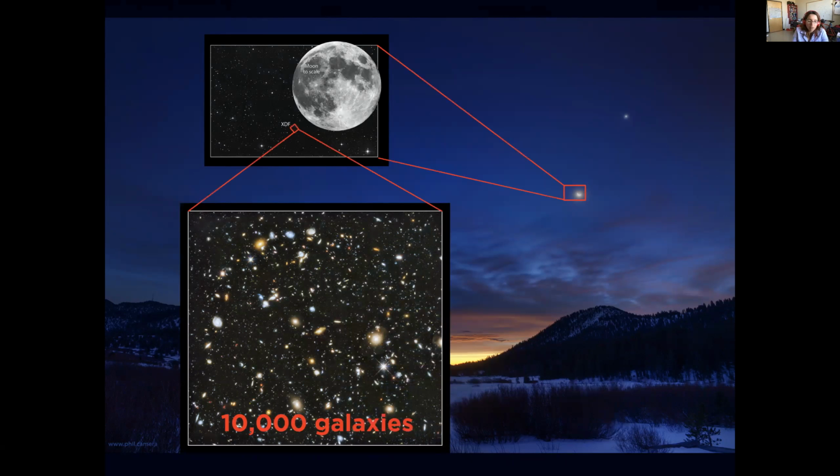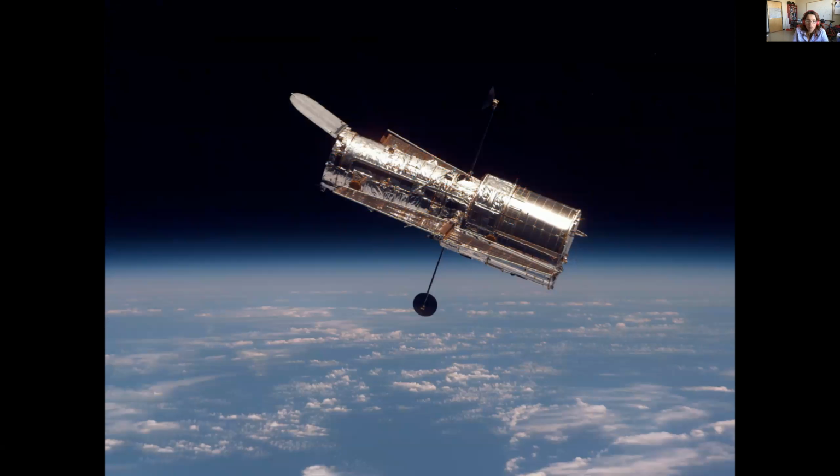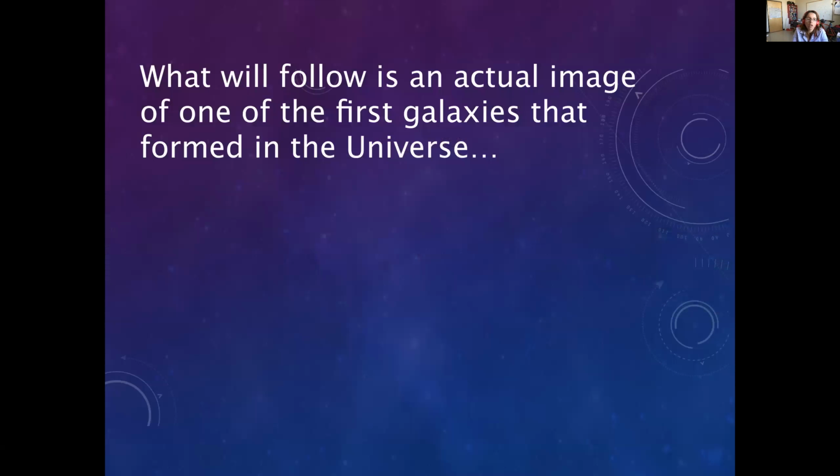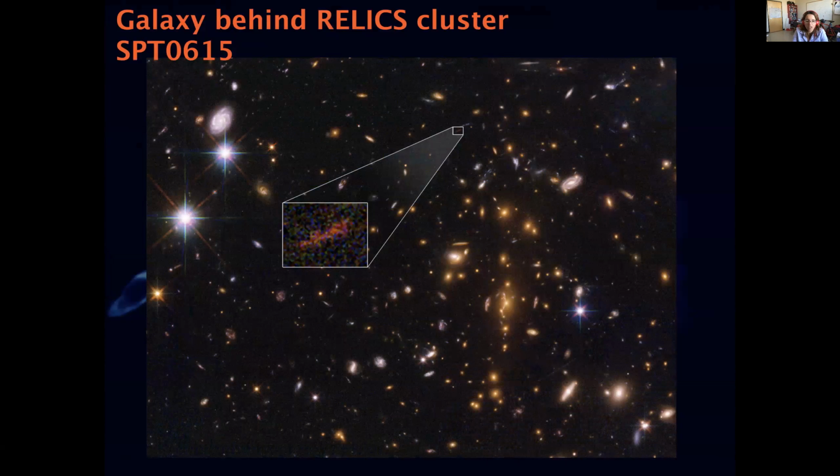And when we look at those galaxies, some of them are near, some of them are very far away. And the ones that are very far away are the ones that we are most interested in. So we take the Hubble Space Telescope and take an image. What will follow is an actual image of one of the first galaxies that formed in the universe, and the one whose discovery was helped by my grad student, Victoria Strait.